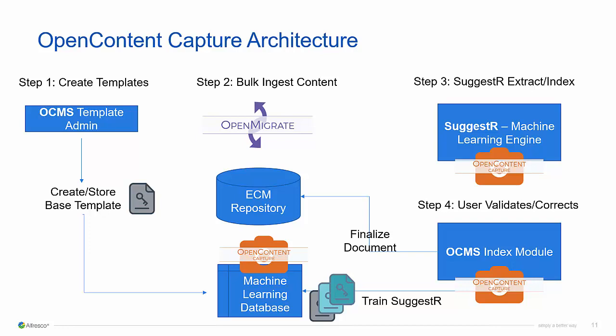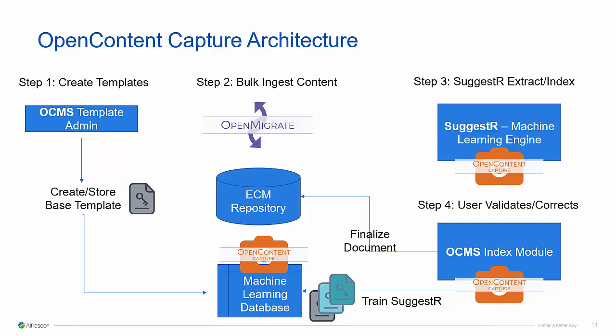Open Migrate can be configured to run against a variety of different sources, such as a monitored email inbox. Upon upload, Suggester, the machine learning engine, will attempt to index metadata based on the base template created in Step 1. In Step 4, the user will validate or correct the index metadata in the OCMS index module. If Suggester was accurately able to extract the metadata based on the base template, the user simply needs to click OK to finalize the document.